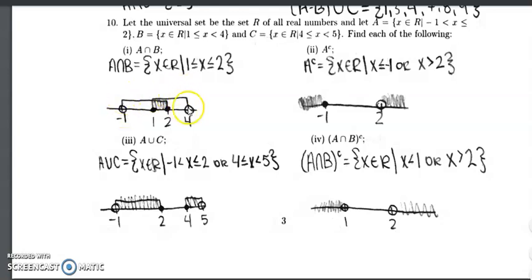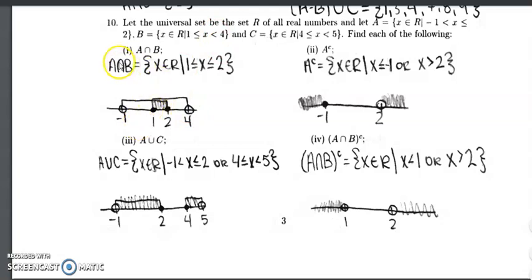to 2. Because x is not equal to -1, we use an open circle, and x is equal to 2, we use a closed circle. Similarly for B, it goes from 1 to 4, and x equals 1, we use closed, and x not equal to 4, we use an open circle.